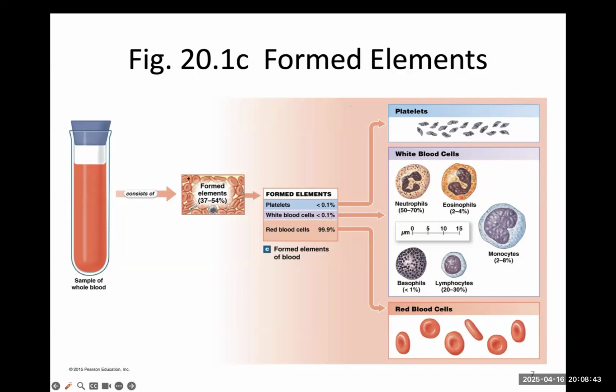So these are your white blood cells: neutrophils, eosinophils, basophils, lymphocytes, and monocytes, which are the biggest one here. These are red blood cells, and these are the platelets, which are not cells, but cell fragments.